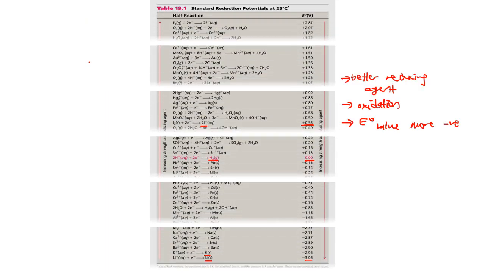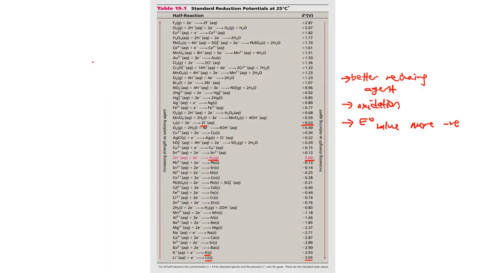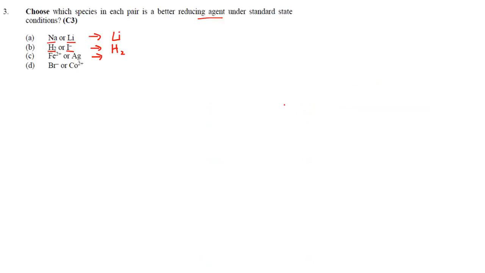So kita tengok equation yang mana ada Fe2 plus dekat sebelah kanan, which is this one. And silver, which equation has silver? This one. So again, siapa punya E0 value lebih negatif? Kita punya Fe2 plus lah. Kalau silver positive 0.8, Fe2 plus ni positive 0.77. So Fe2 plus tu lebih negatif. So Fe2 plus is a better reducing agent compared to silver.